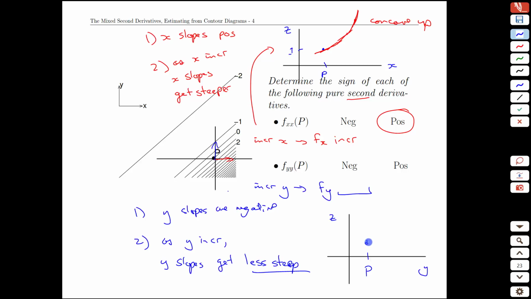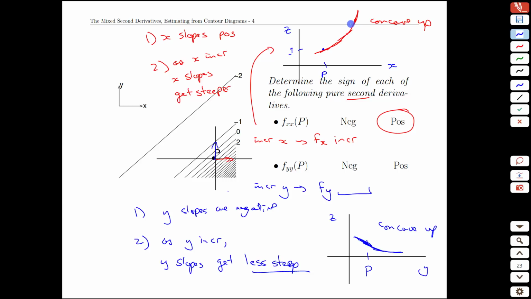Whatever height we're at, we have negative slopes, but they're getting less steep as y increases. So we have slopes that are getting less steep. Oh, that is also concave up. It's a different shape in some sense. It's negative slopes getting less steep rather than positive slopes getting more steep.